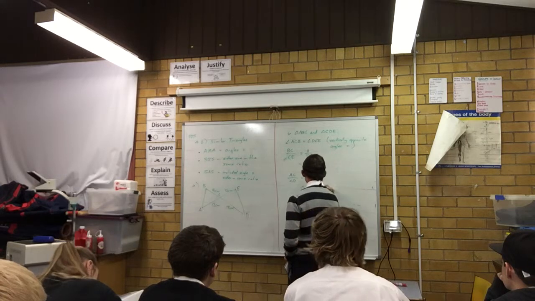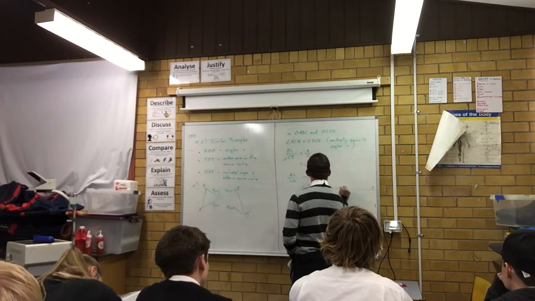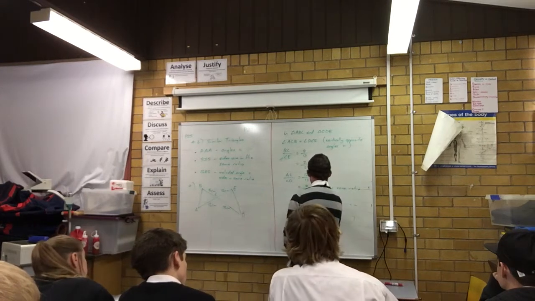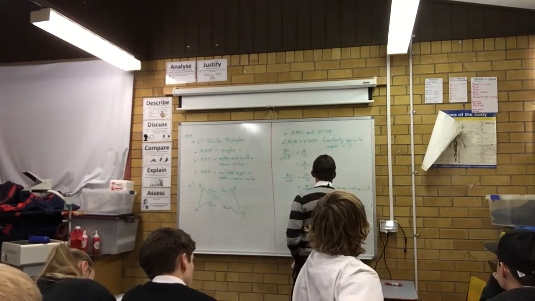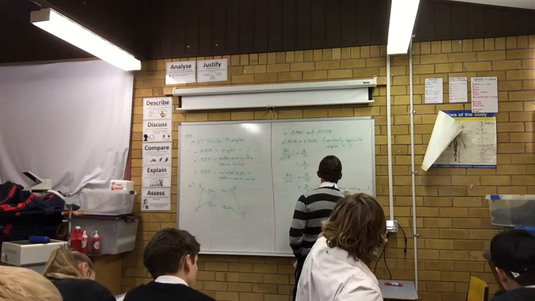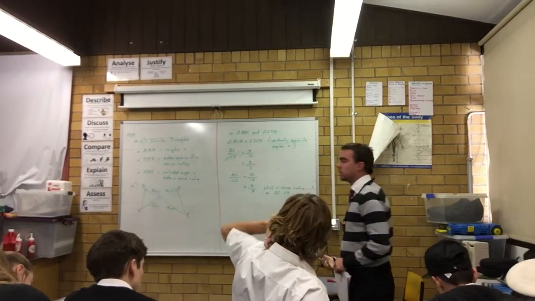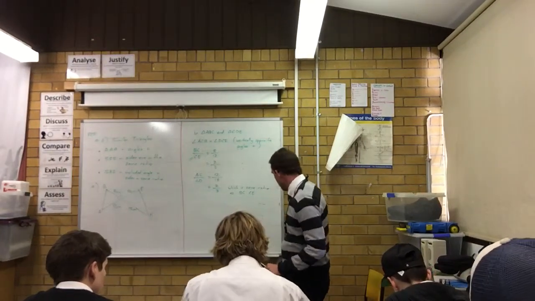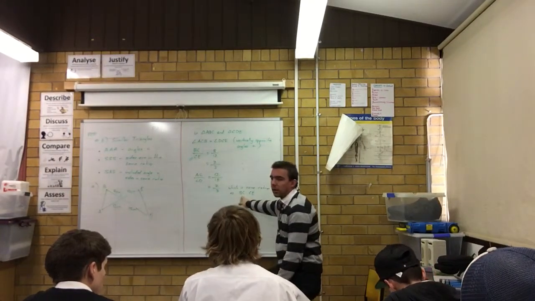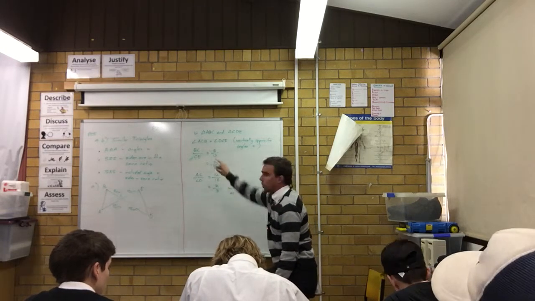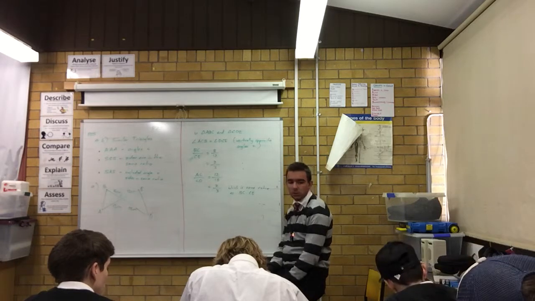Which is the same ratio as BC to CE. Whenever you see a ratio, like the colon there, the left-hand side of the colon will go on top of the fraction and the right-hand side of the colon will go on the bottom. So that's how we deal with ratios.